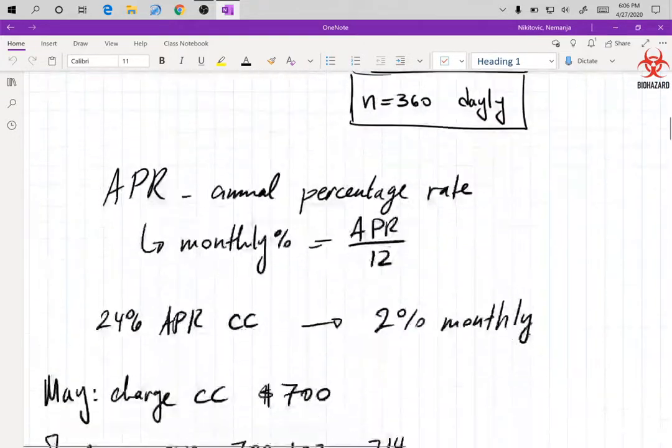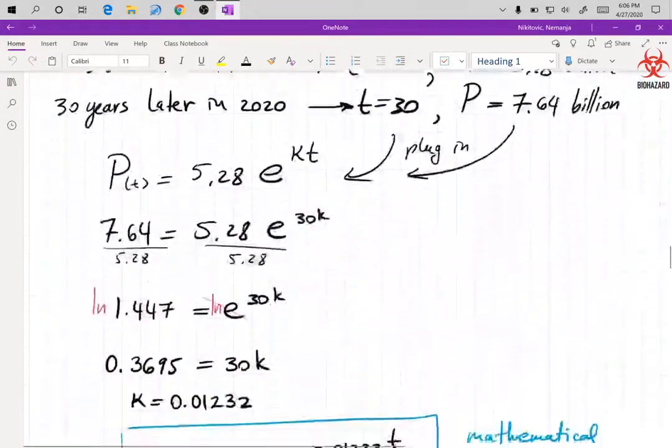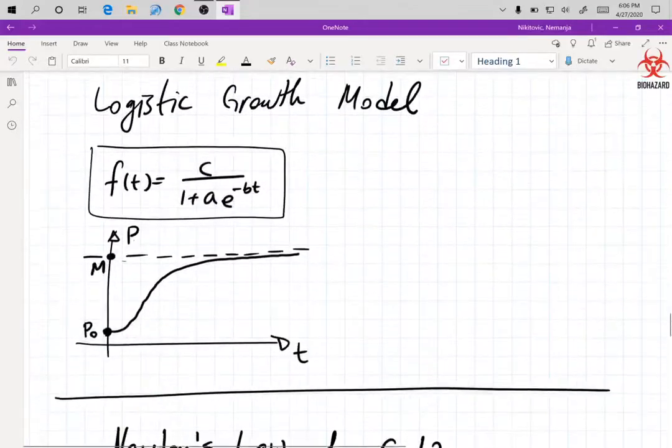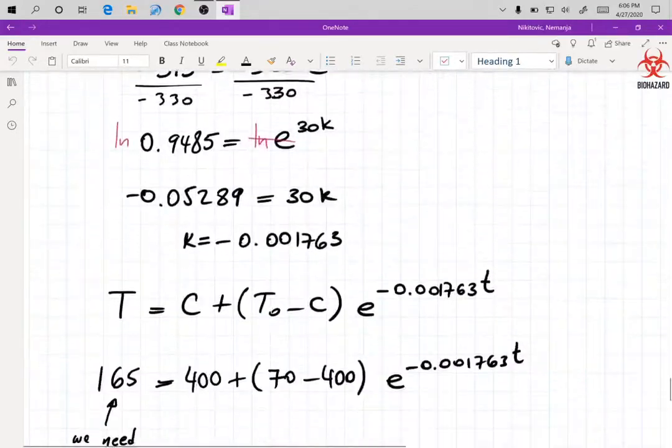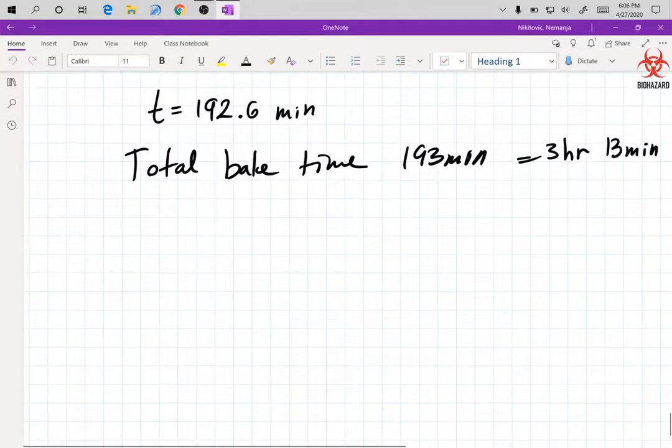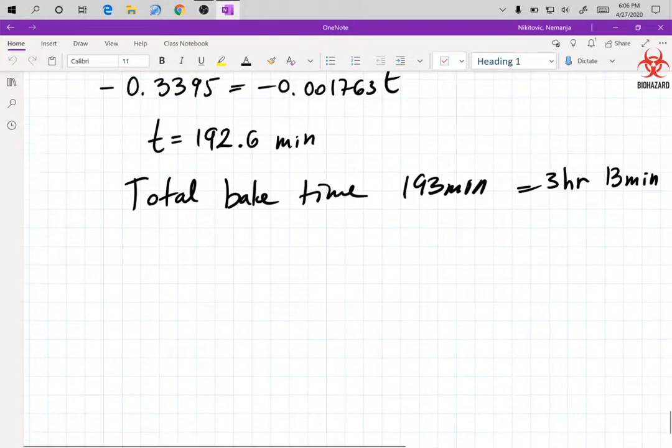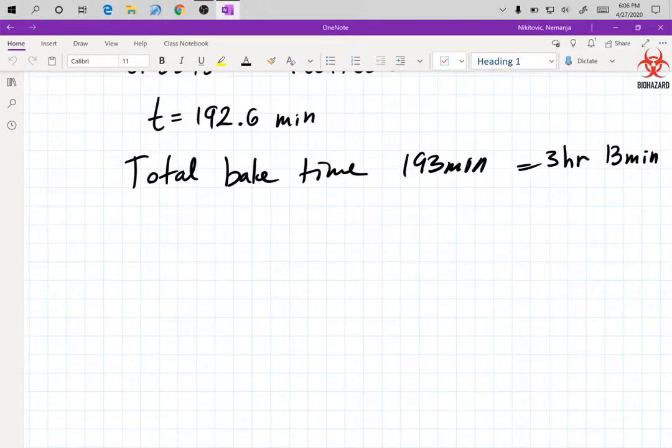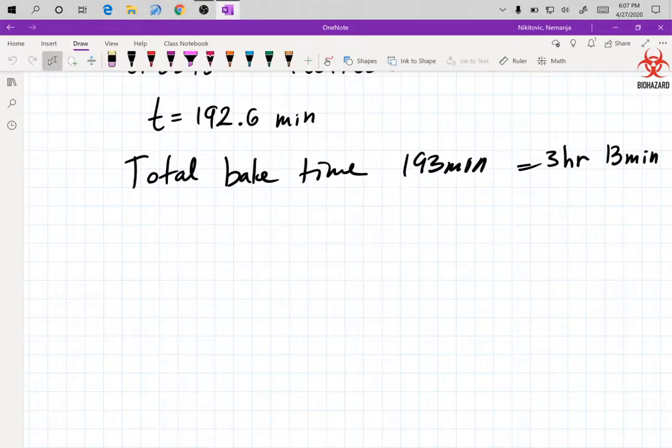Now let's go all the way down past all of these cool calculations we had as a Newton's law of cooling, where we baked the chicken. It was 3 hours and 13 minutes for the chicken. That was some mighty chicken.